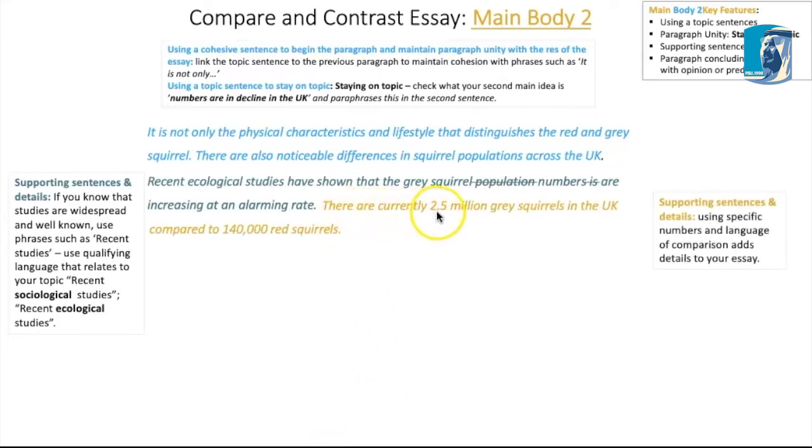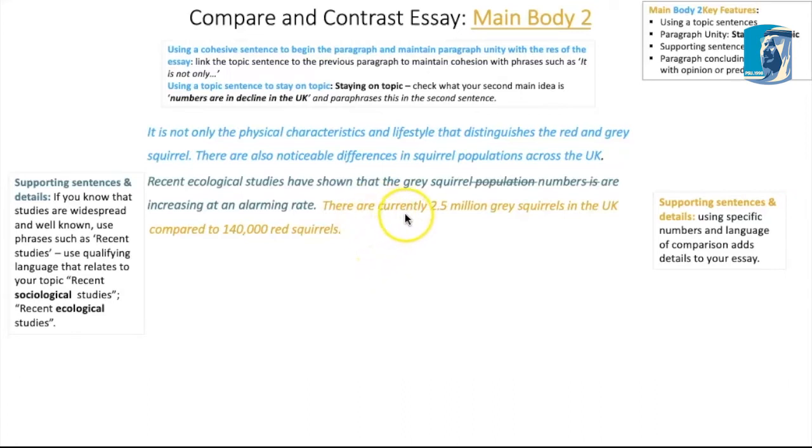Here we get very specific. You can see those numbers just jump out at you. Using specific numbers and language of comparison adds to the details of your essay. "There are." What does "there" refer to? This referential language, okay? "There are" refers to this place that you've mentioned. So not always repeating "in the UK, in the UK, in the UK," but using "there is," "there are" to refer back to place.